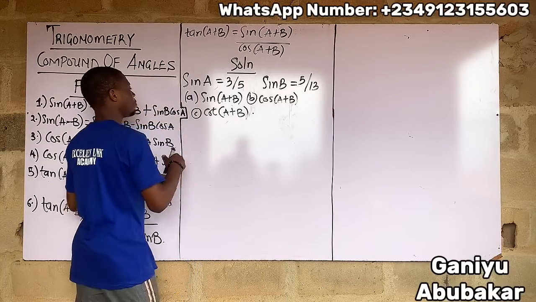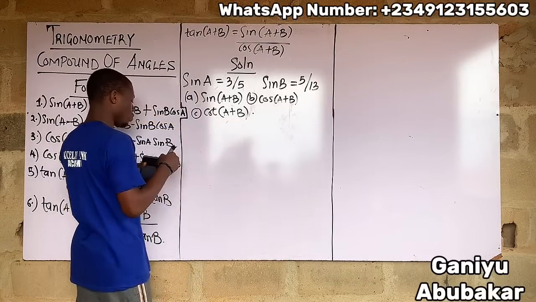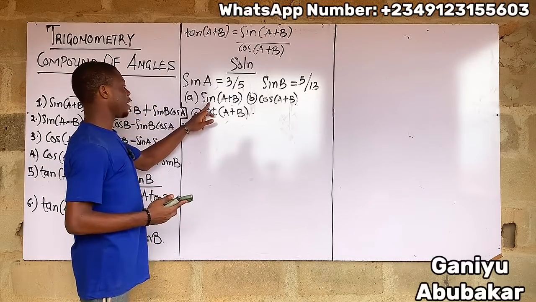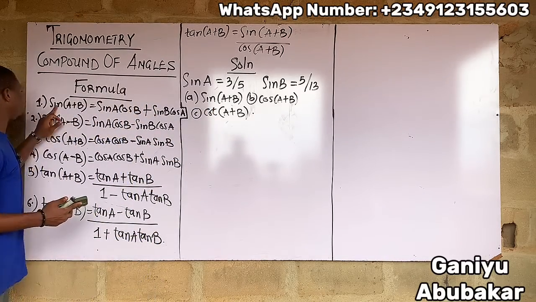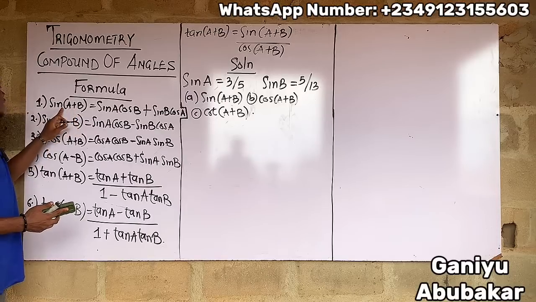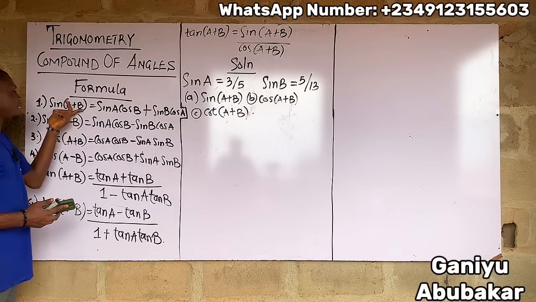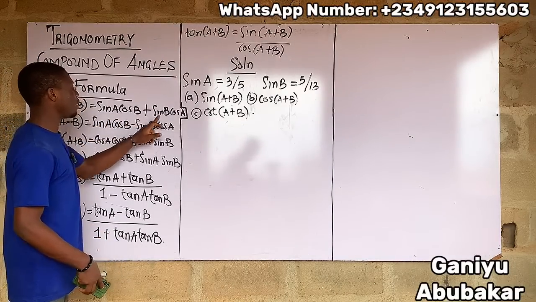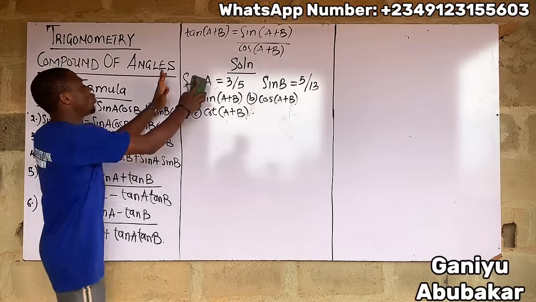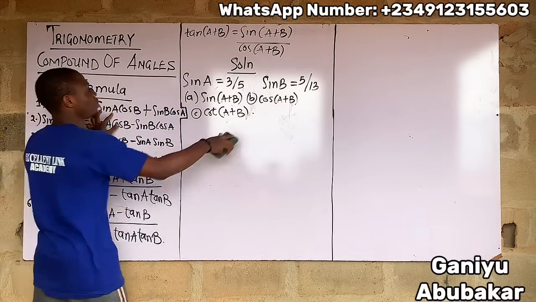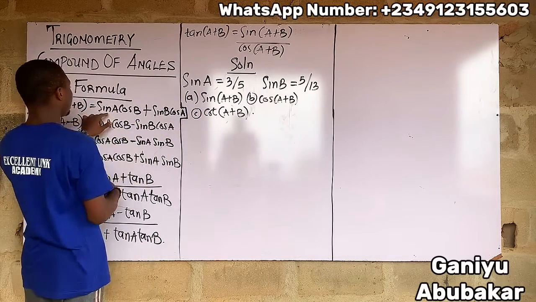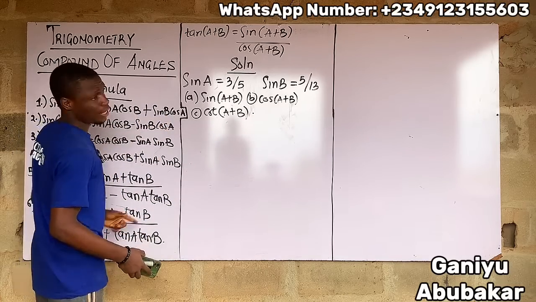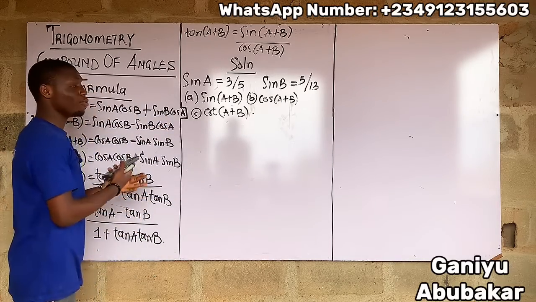Let's start the first one here. Listen up. Look at sine of A plus B. For me to get a value for sine of A plus B, I need to know sine A cos B and sine B cos A. In the question, I'm given sine A and sine B. I need to now get cos B and cos A. So how do you get cos B and cos A? That becomes a problem now.